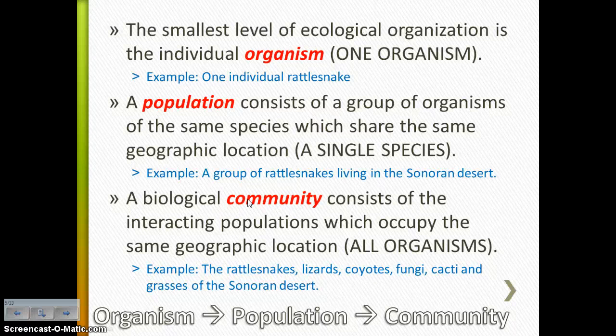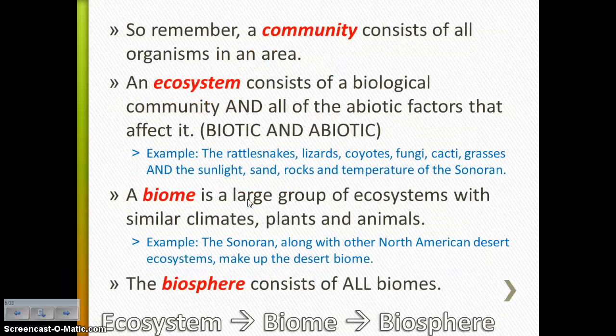A population consists of organisms made up of the same species. So if our single organism was a rattlesnake, our population would be a group of rattlesnakes. A biological community is all of the interacting populations within that same area. So remember, our population was a group of rattlesnakes. So all of the populations would be the rattlesnakes, the lizards, the coyotes, the fungi, the cacti, the grasses, all of the biotic factors that make up the Sonoran Desert. So community is all the biotic factors.